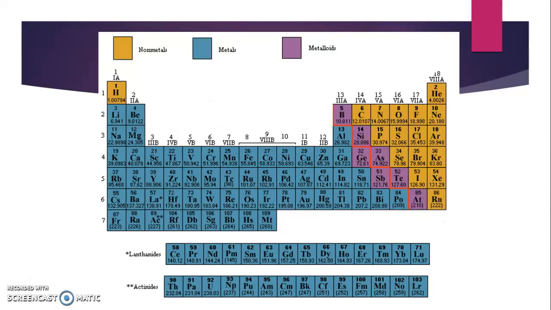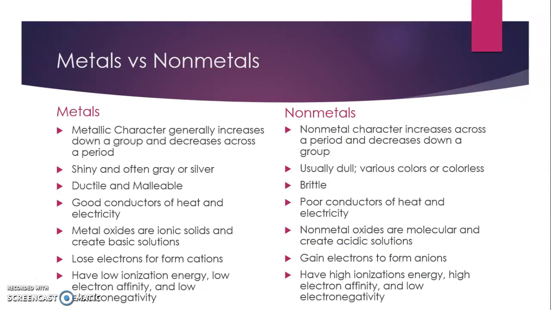Metalloids have kind of in-between properties. Notice they're right along that stair step, except for aluminum. Aluminum is definitely a metal. All right, so if you remember some of the properties, metal characteristic increases as you go down, so the metals down in the bottom left-hand corner show the most metallic properties. It decreases as you go across, so something like aluminum shows less metallic property than something like potassium does.